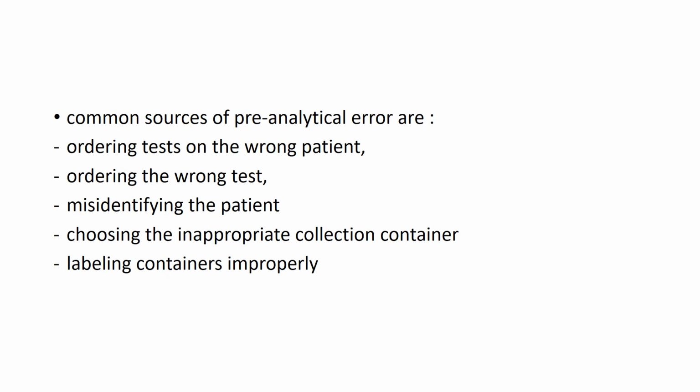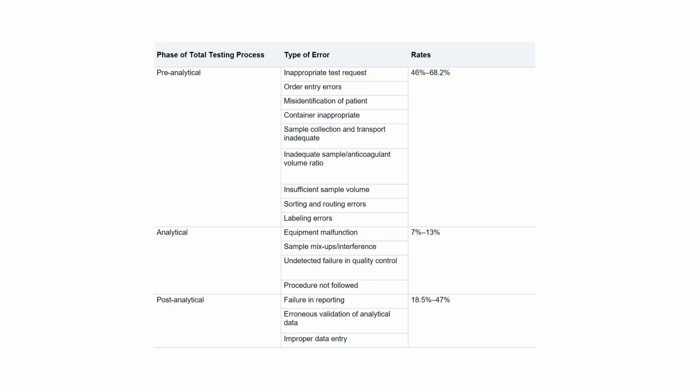The common sources of pre-analytical error are ordering tests on the wrong patient, ordering the wrong test, misidentifying the patient, choosing the inappropriate collection container, and labeling the container improperly. These are the types of error depending on the phase of the total testing process. For the pre-analytical phase, the types of error include inappropriate test request, order entry error, misidentification of patient, inappropriate container, inadequate sample collection and transport, inadequate sample and anticoagulant volume ratio, insufficient sample volume, sorting and routing errors, and labeling error. The rate of error is between 46 and 68.2%.